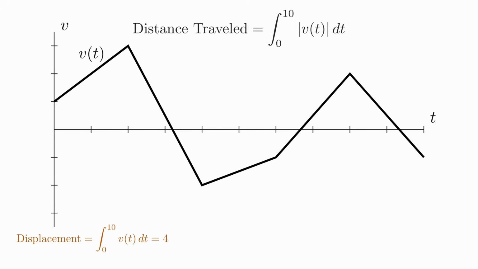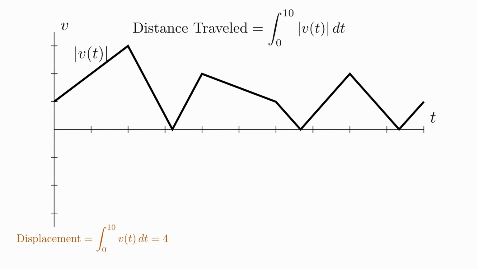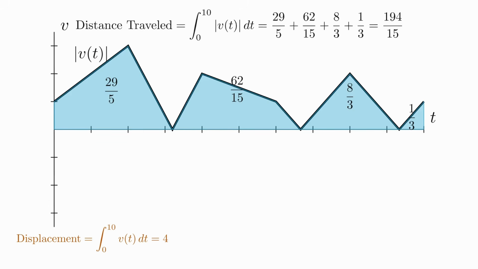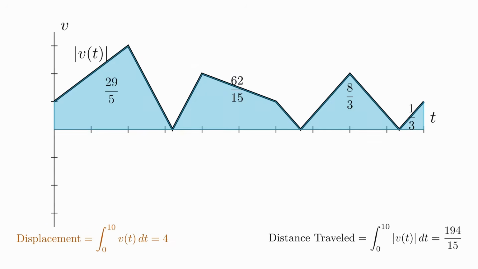That means we can transform our graph into the graph of the absolute value of v of t. Everywhere where it's negative just reflects over the x-axis. We end up with these regions, and now they're just all positive areas. So you can see we add those up and we get 194 over 15, which again would be a much nicer value if we were doing it by hand. So that is a way that you can do it, but it's not what I would advocate.